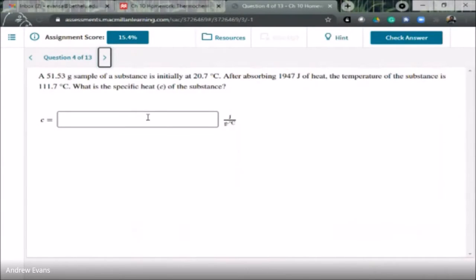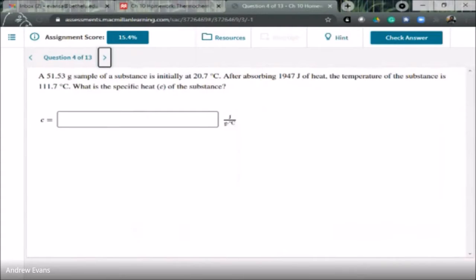Okay, here's a calorimetry problem. Calorimetry, writing what I know now, the mass, 51.53 grams a sample, initially at 20.7. After absorbing heat of 1947 joules, the temperature is 111.7. And they want to know, what is the heat capacity? What is the specific heat capacity?